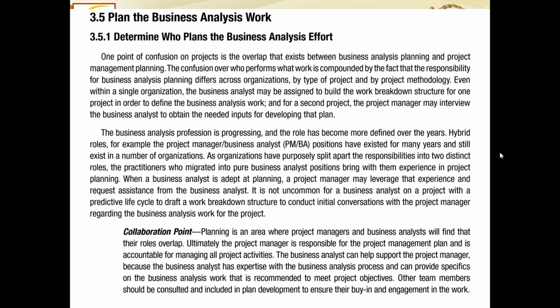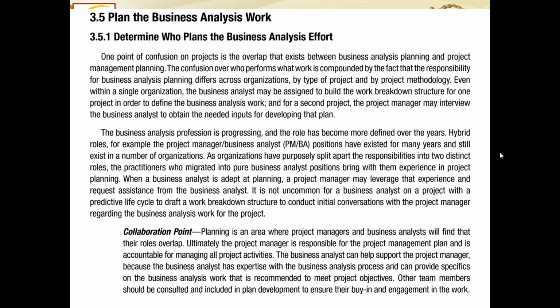So apportion the responsibility. As you remember, we have said that business analysis and project management jobs are sometimes done by the same person. So you have to establish who is responsible for creating this business analysis plan. One point of confusion on projects is the overlap that exists between business analysis planning and project management planning.